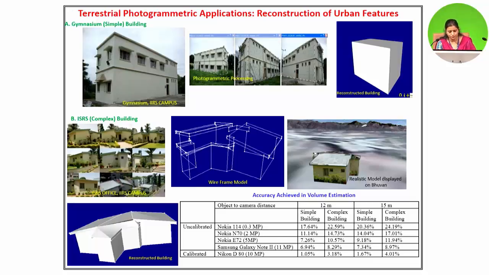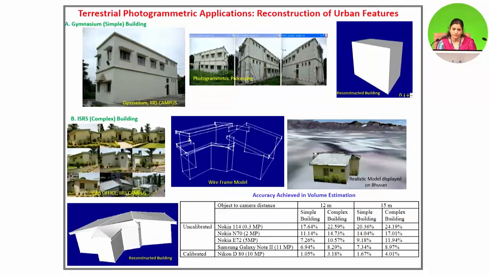So we tried to estimate the volume of the building and use different types of cameras, because for terrestrial photogrammetry you can have a wide range of cameras. Even normal cameras that we use for our day-to-day application can also be used. So starting with a very simple Nokia mobile phone camera, Nokia 114, which had a very poor resolution, 0.3 megapixel, up to Samsung Galaxy Note 2, which had a resolution of 11 megapixel.